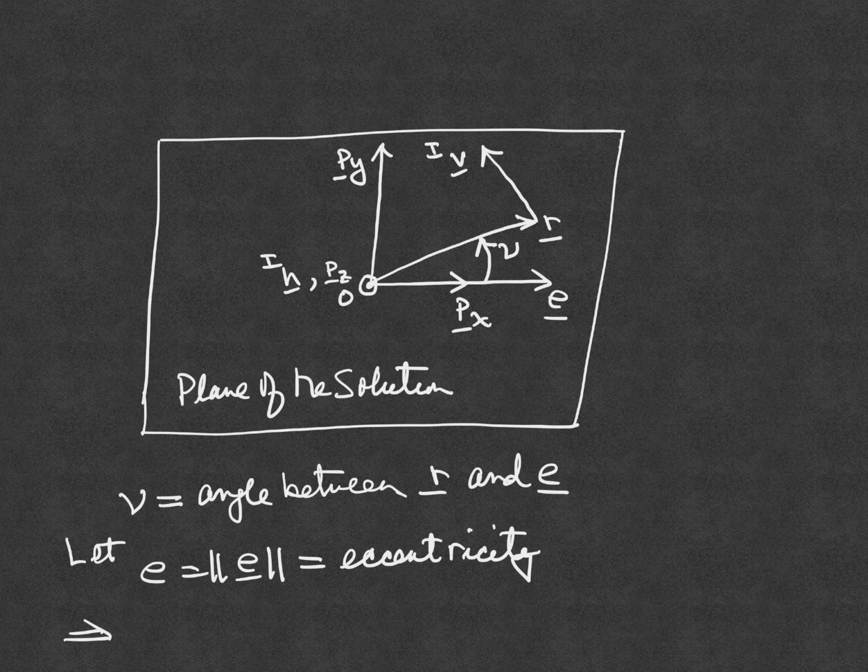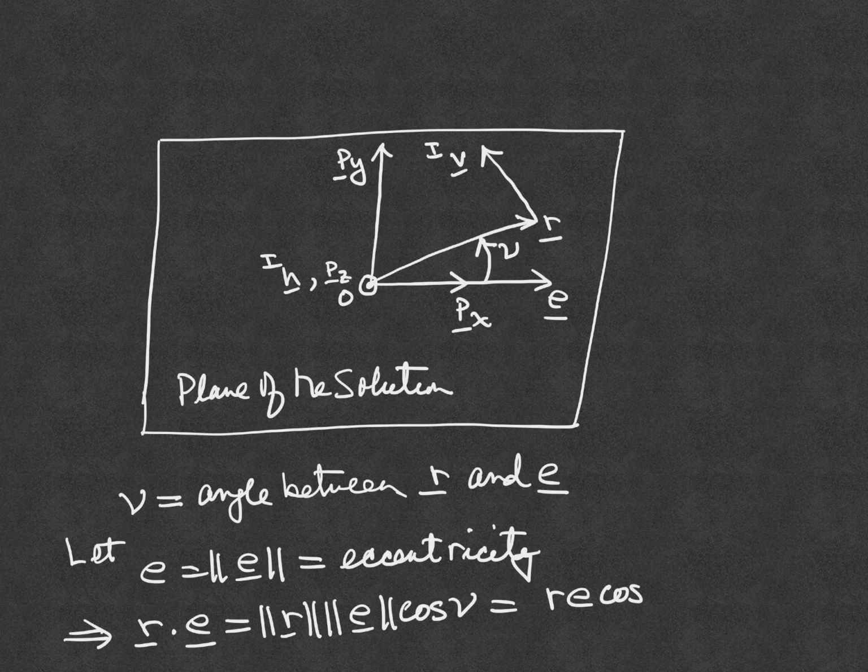So now we can actually take the dot product of R with E. And what we get is the magnitude of R times the magnitude of E times the cosine of the angle between them, which is nu. And so that gives us R E cosine of nu. So that gives us one expression for this dot product between these two. Now we're going to come up with a second expression for R dotted with E.